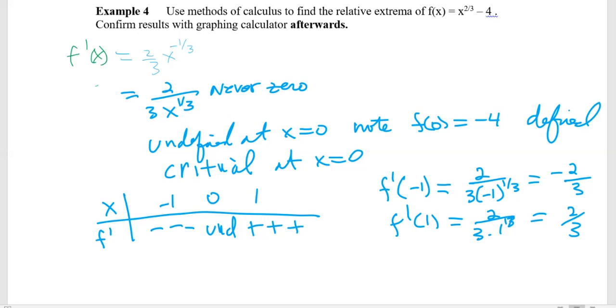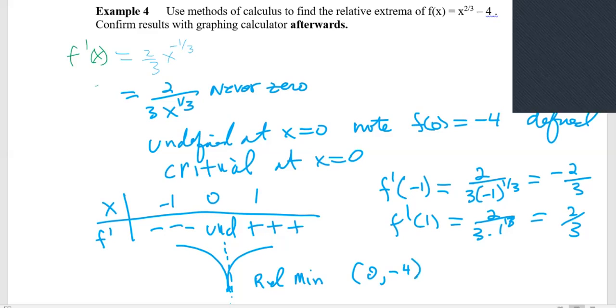That means we have a situation like this. So it's heading downward because of the negative slope to a point, not to a nice horizontal tangent, but to a point, a cusp. It's a vertical tangent at that point. But it does still show us that we have a relative minimum there. Okay, so relative minimum at (0, -4). All right, now let's check to see what the calculator tells us.